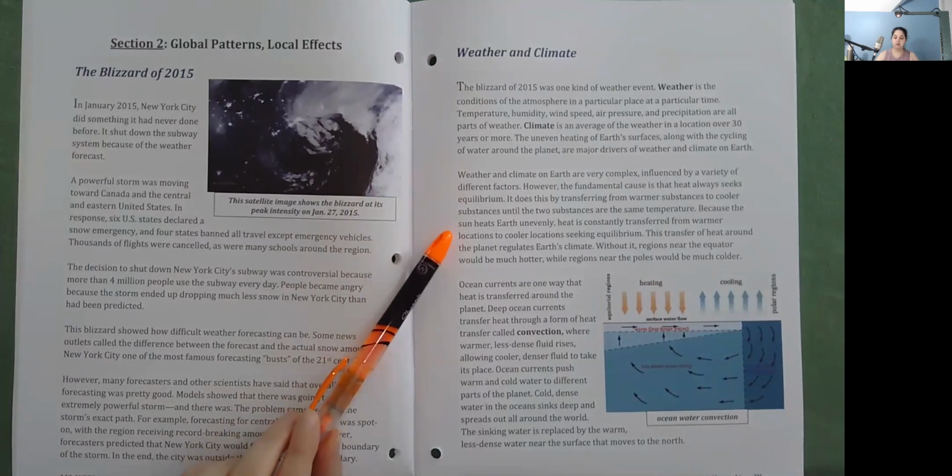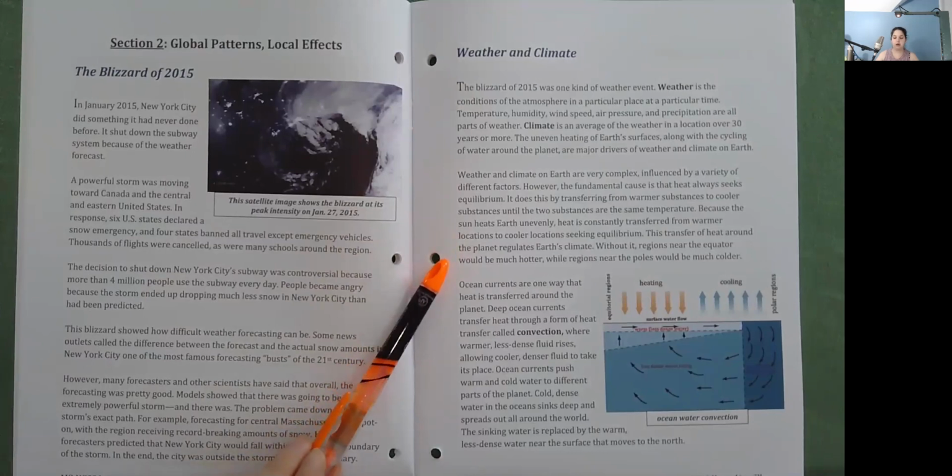Because the sun heats Earth unevenly, heat is constantly transferred from warmer locations to cooler locations seeking equilibrium. This transfer of heat around the planet regulates Earth's climate. Without it, regions near the equator would be much hotter, while regions near the poles would be much colder.